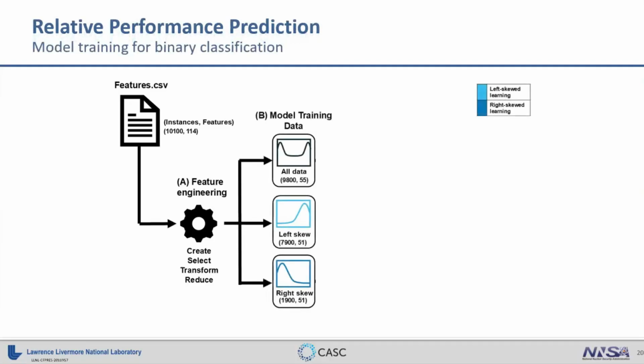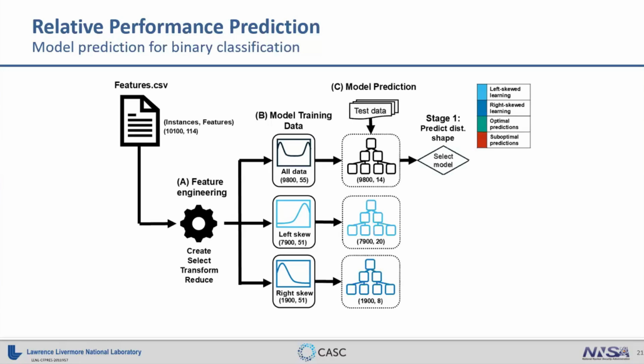So with our data pre-processed, we trained our models. For stage 1, the target feature was the distribution shape, and it was trained on all data, while the stage 2 models with the relative performance target feature were trained on data segregated based on application distribution shapes.